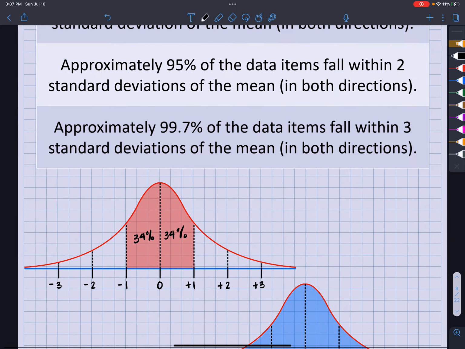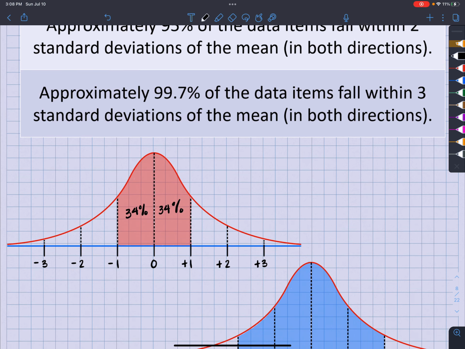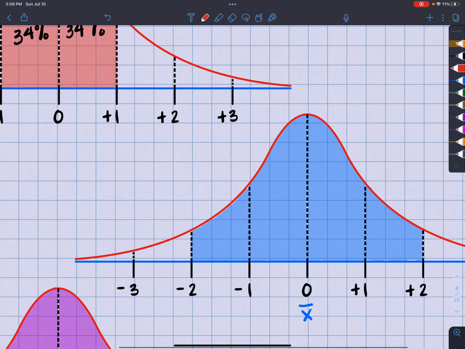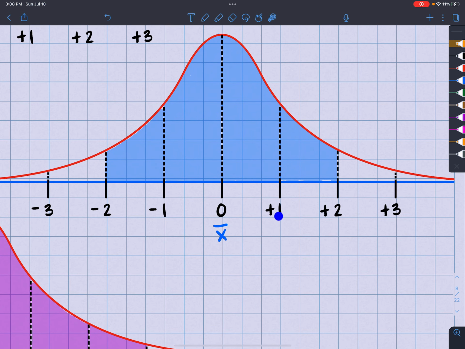Now, if you look, the next one says 95%. So 95% of the data items fall within two standard deviations of the mean. Again, if you look at the blue here, the center is the mean. In fact, let's put down X bar right in the center. That is my mean. This would mean that I have two standard deviations above the mean and two standard deviations below the mean. So I'm adding one or two standard deviations to it, or subtracting two standard deviations from it, and that will get me a certain score.